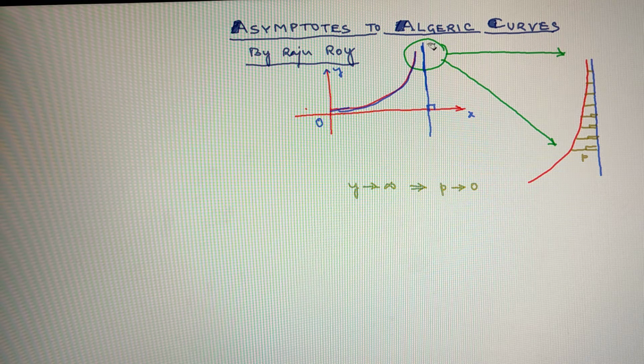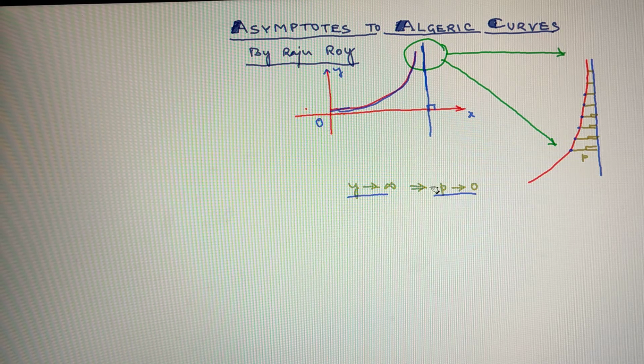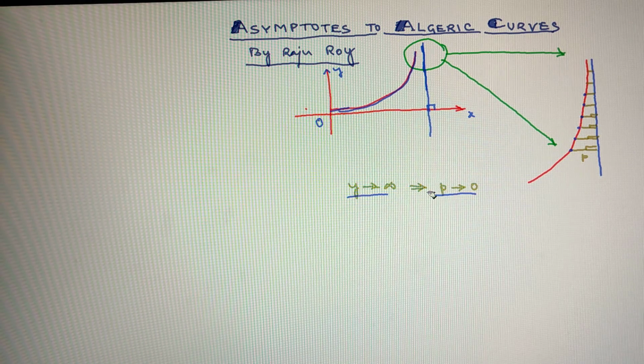Now if I enlarge this portion alone here, you look here. I take any point on the curve, like this, an infinite number of points. From these I am dropping perpendiculars to this line. So what do you find? As y increases towards infinity, p tends to 0, right? Infinity means there is no definite number. So it will never meet the curve, but it will become very close to the curve.